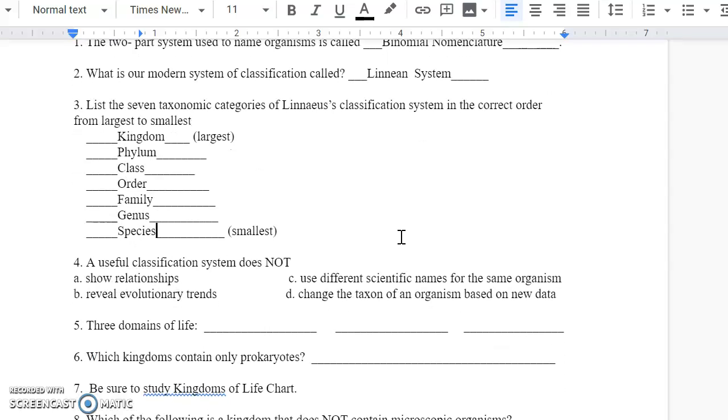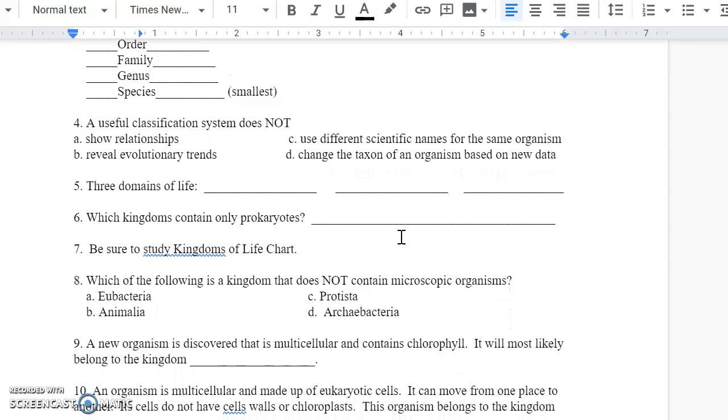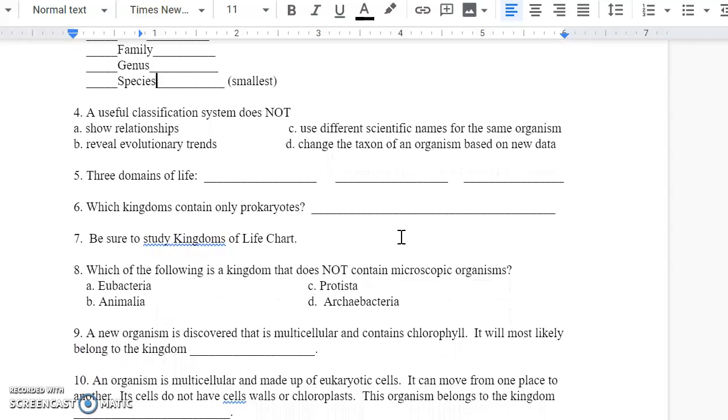Okay. Next it says use a classification system. A useful classification system does not do which one? Well, classification systems show relationships. They show that they're all animals, or that they're all primates, or that they're all vertebrates. They do show how things have developed over time, so the evolutionary trends. They do change taxons over time. Like before, the bacteria were all lumped into one, and so now we have the eubacteria and the archaeobacteria. So they can change over time.